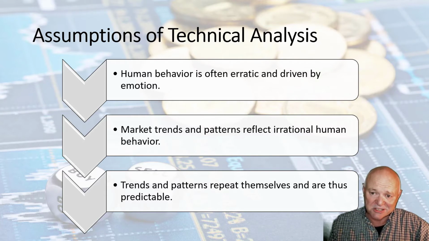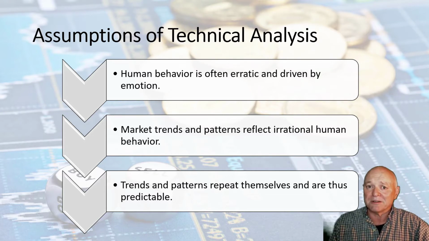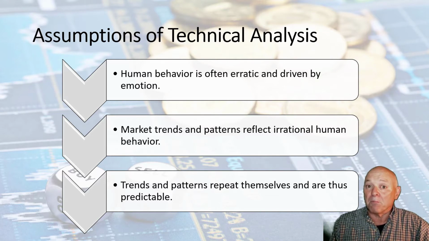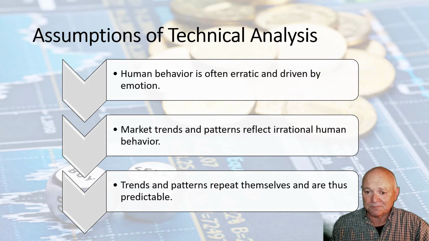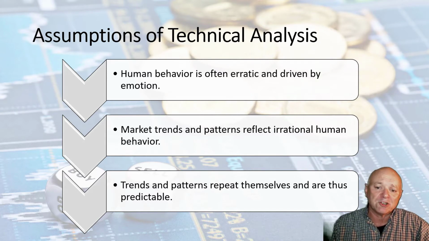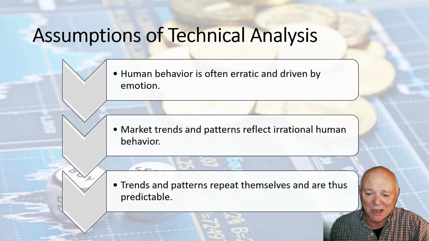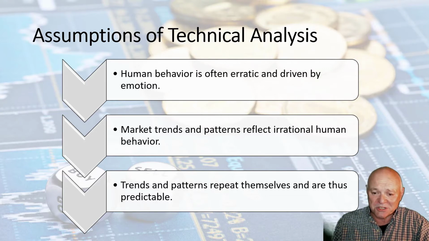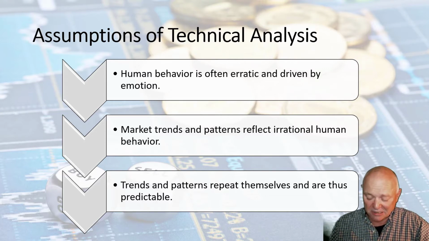Technical analysis says they believe that human behavior is often erratic, not necessarily irrational, but not always rational, and is driven by emotion as well as information. Market trends and patterns reflect the irrational human behavior, and those trends and patterns repeat themselves and as a result can be predicted.